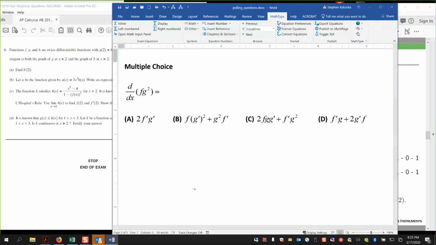Remember that this is anonymous. So we're not going to come back and say, oh, you missed that one. We'd like to know if you know how to do this one. Can you take the derivative of f times g squared? And we'll give you 20 seconds for that one. And you do have to hit the submit button. Well, maybe that's why we had so many no answers.